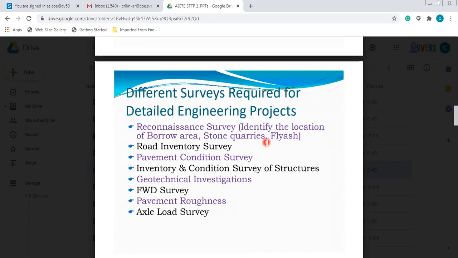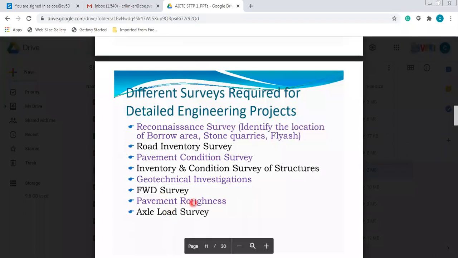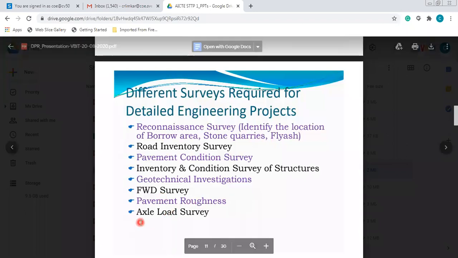Okay, the falling weight deflectometer. So how does it work? Just remind me, I will show you the picture of the falling weight deflectometer and its operation, how it is done. I have some pictures and nice videos on how to carry out the falling weight deflectometer survey. Then pavement roughness, we are going to use the bump integrator, and axle load survey. So as far as road projects are concerned, you have to deal with each and everything.